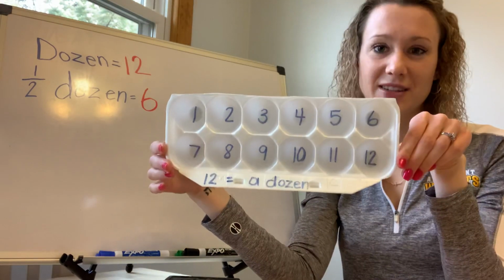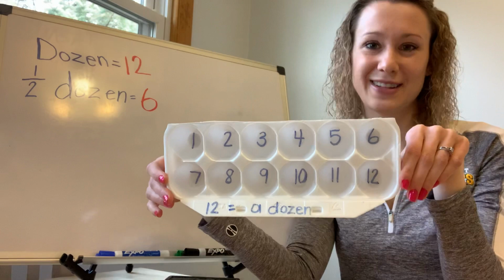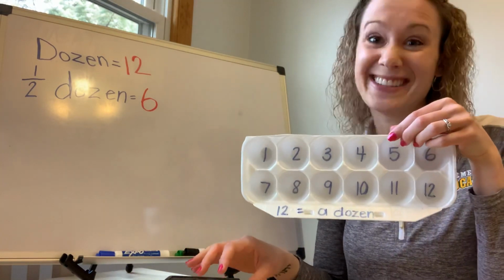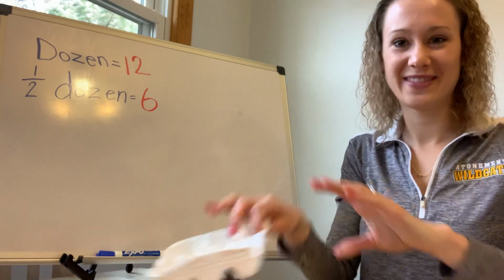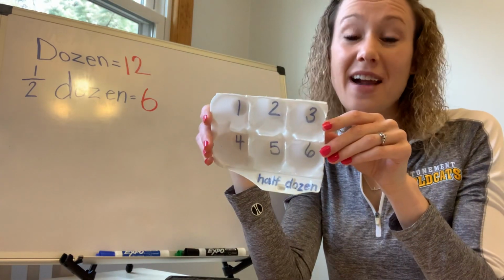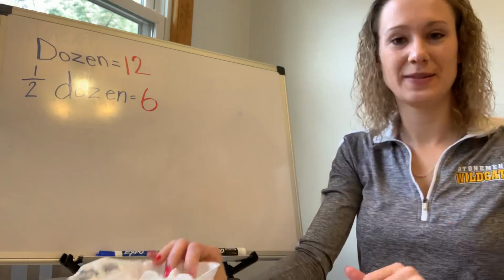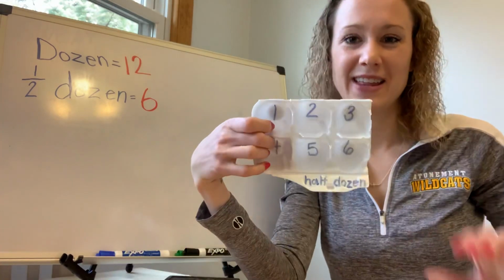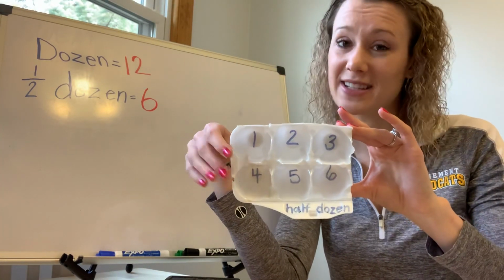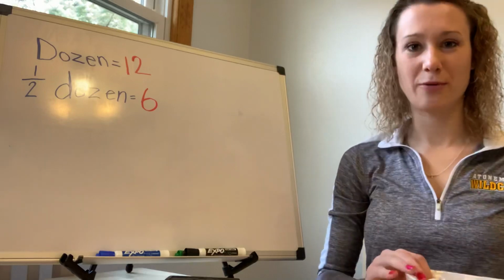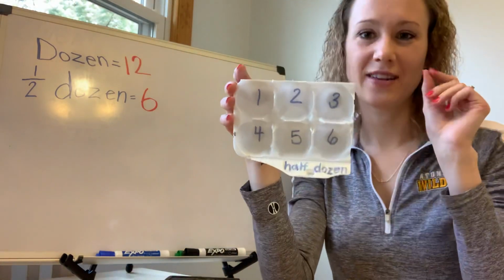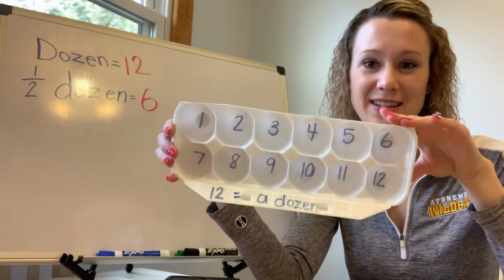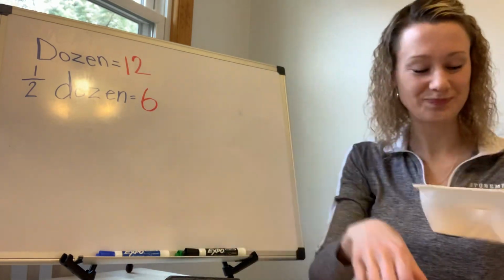This carton has a dozen, 12. This carton has a dozen, 12. This carton has half dozen, 6. This carton has a dozen, 12. This carton has half dozen, 6. Okay, one more time. This carton has half dozen, 6. This carton has 12, a dozen.